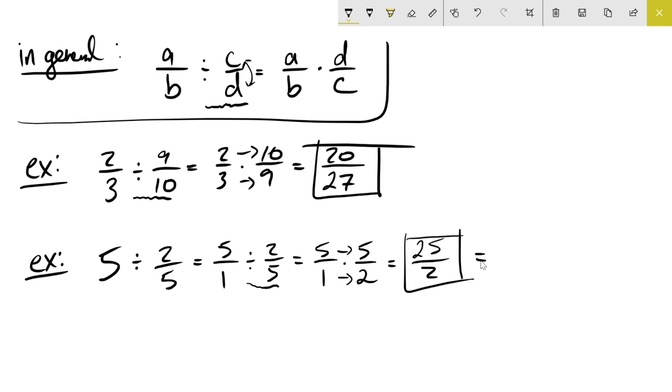If you want it as a mixed number, how many times does 2 go into 25? 12 times with 1 left over. So 25 over 2 is the same as 12 and a half. Okay?